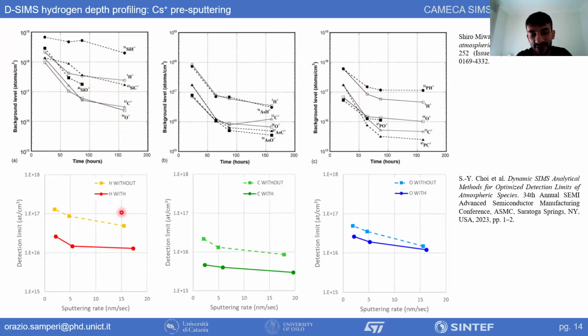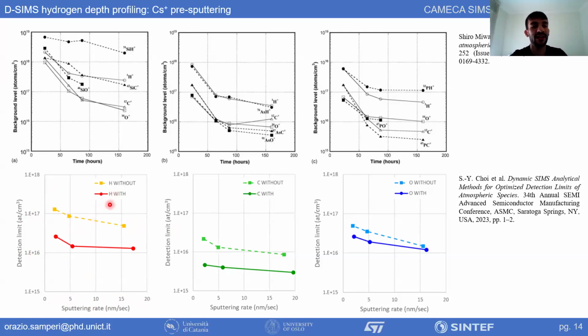Same story, a similar study was made in this more recent paper from 23, where the authors analyzed some atmospheric species in silicon. So here we have hydrogen, carbon, and oxygen. And in these graphs, you can see the detection limit against the sputtering rate. As you know, the higher the sputtering rate, the lower the detection limit, because in the same integration time, you collect more ions.